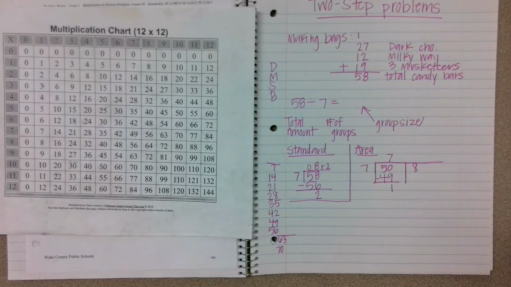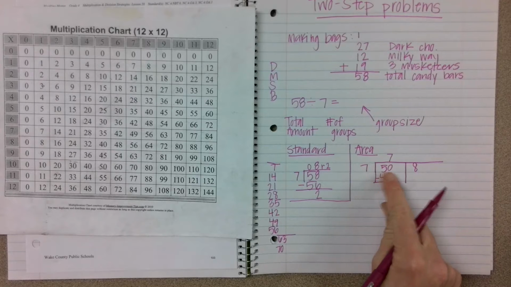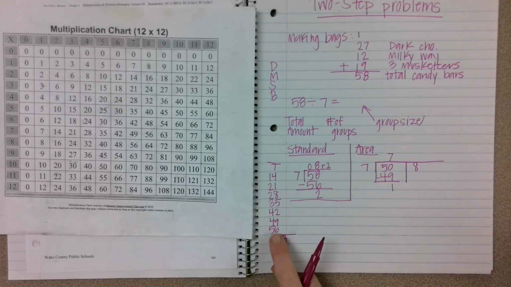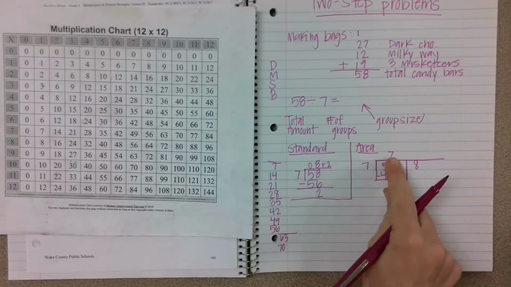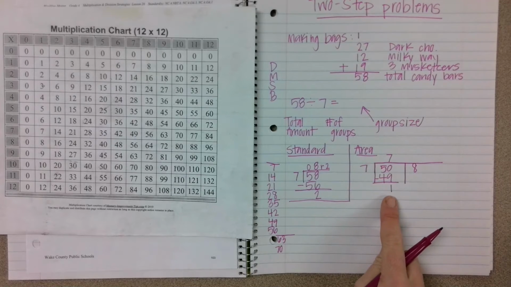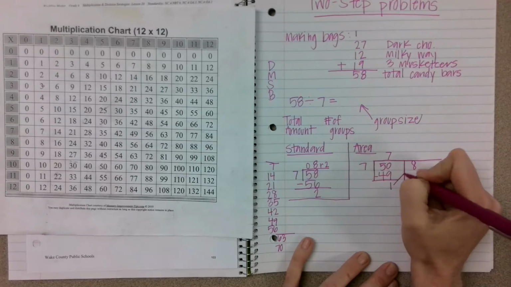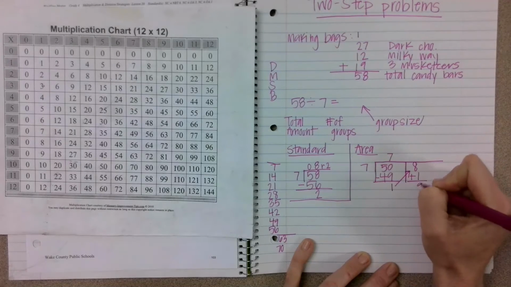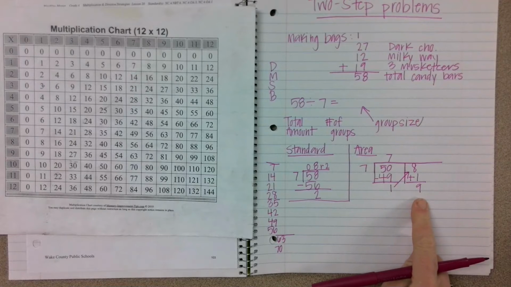1 left over. Okay? So I knew I had 50. And I said, oh, I know that 7 gets to 49 7 times. So I subtracted, and I got 1. So now I'm going to bring it over and add my leftover to what I have. And now I have 9.